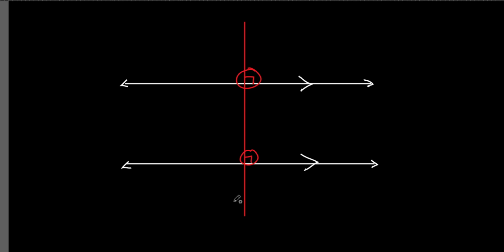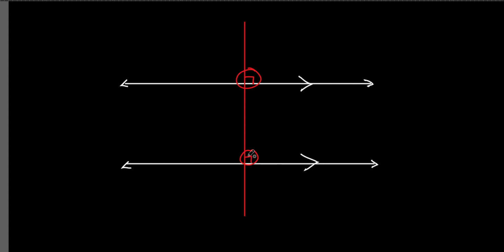What's true about the corresponding angles? Look in your notes. You should have it right in front of you. They're equal to each other. That's right. So if this is 90 degrees, then what's this angle got to be? It's got to be 90 degrees, correct? Because they're corresponding angles with each other. So that's why this is 90 degrees.